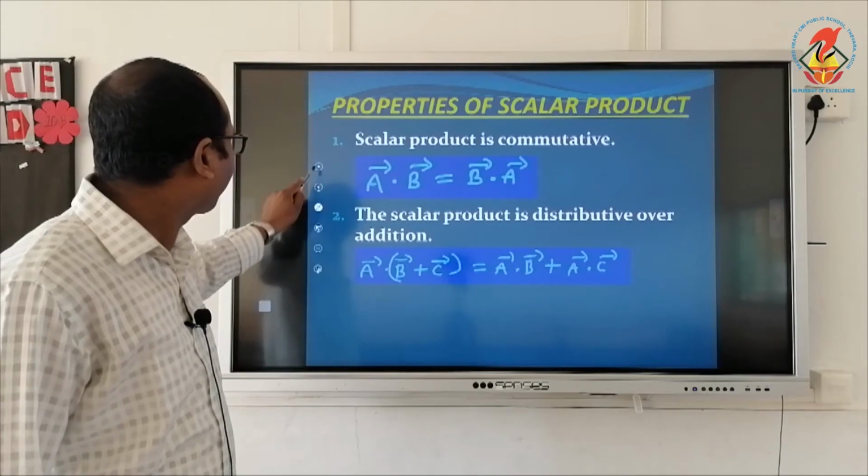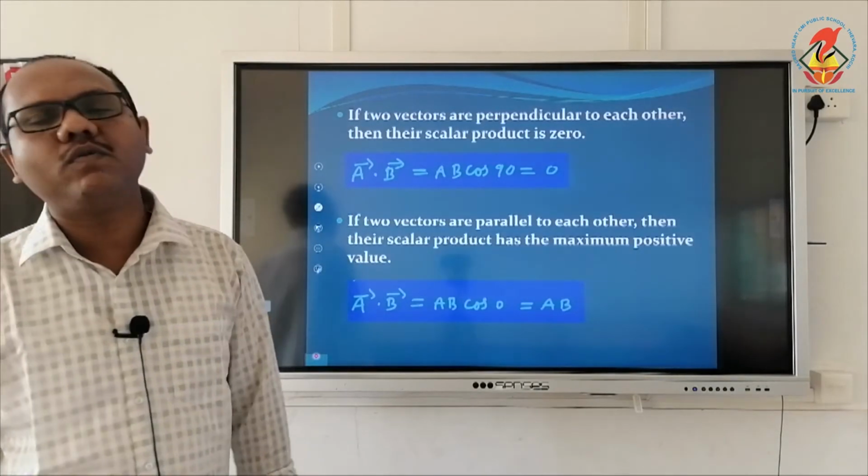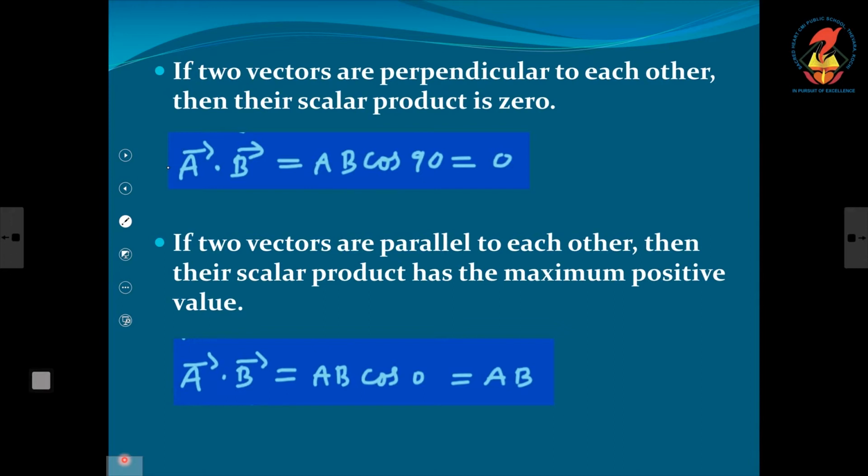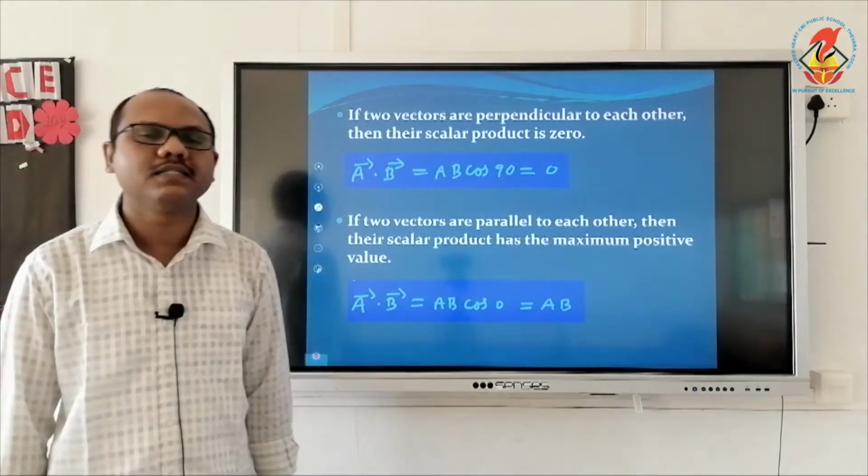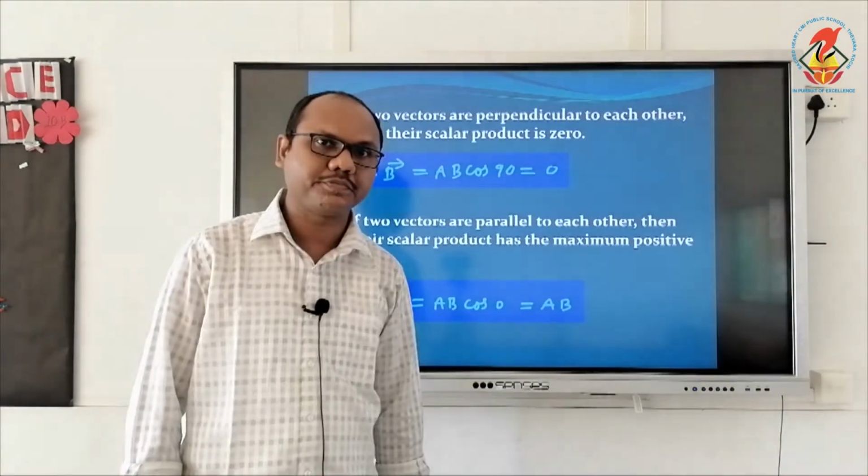Now, third, if two vectors are perpendicular to each other, the dot product can be written as vector A dot vector B is equal to AB cos 90. And what is the value of cos 90? 0. Yes. So 0 into any number is 0. Therefore, if two vectors are perpendicular, their dot product is 0.